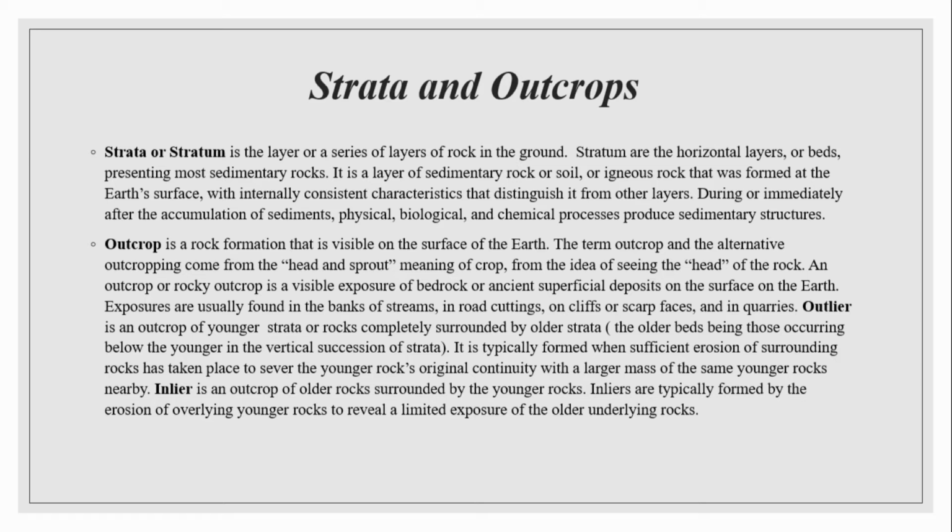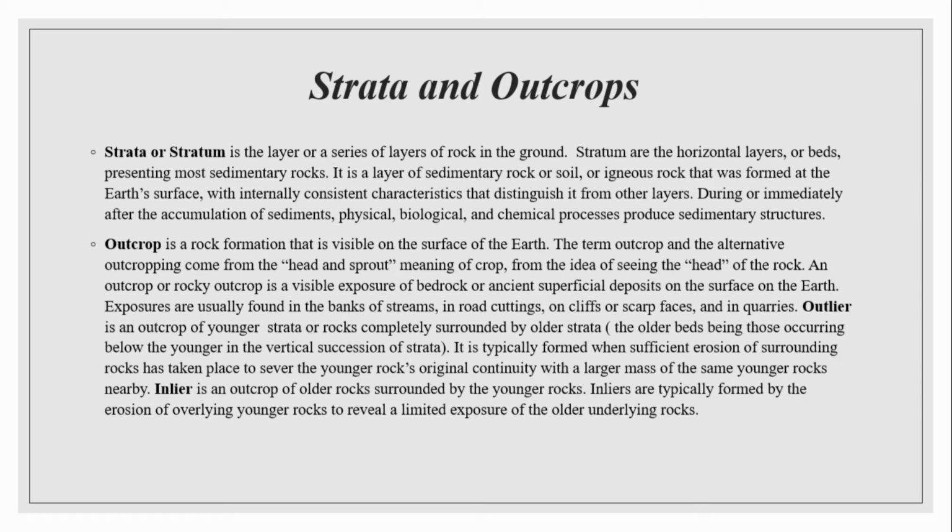Outcrop is a rock formation that is visible on the surface. An outcrop or rocky outcrop is a visible exposure of bedrock or ancient superficial deposits on the surface of the earth. Exposures are usually found in banks of streams, in road cuttings, on cliff or scarp faces, and in quarries. There are two types of outcrops: the inlier and outlier.